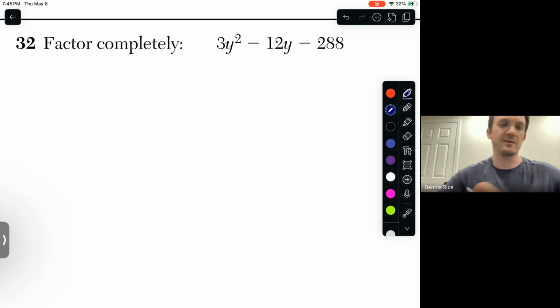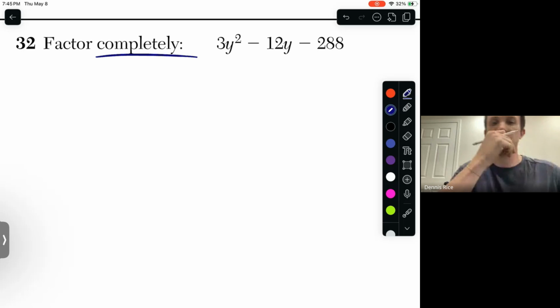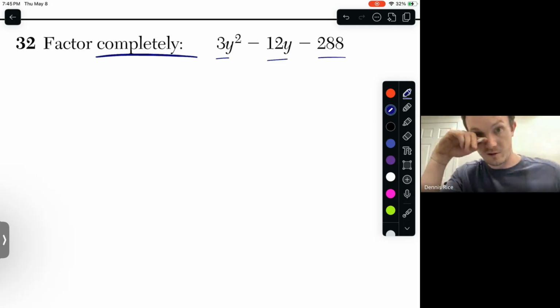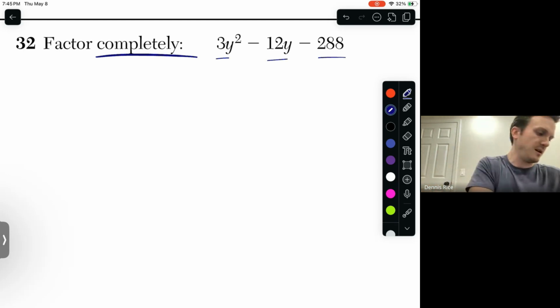Yeah, you're going to factor more than once, right? Otherwise, why would they say completely? Wouldn't they just say, hey, factor this? So, how would you start here? How would you start factoring? Divide out a three, yeah.